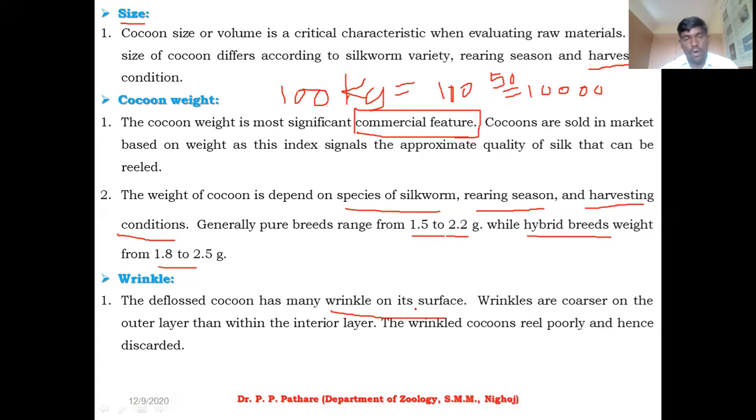Wrinkles are caused on the outer layer, and also within the interior layer. The wrinkled cocoon cannot be reeled properly and hence is discarded, and does not get the proper price. So to avoid this problem, provide the optimum condition during the rearing of the silkworm and during the storage of the cocoon. I hope you understand what wrinkles are.